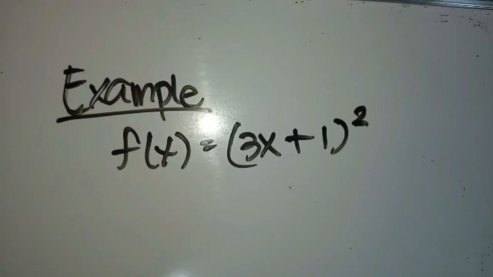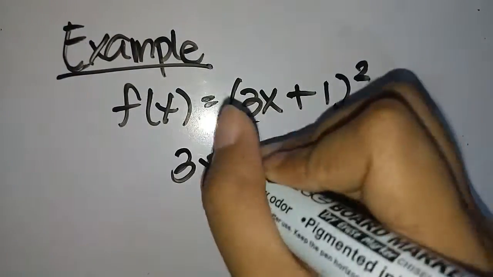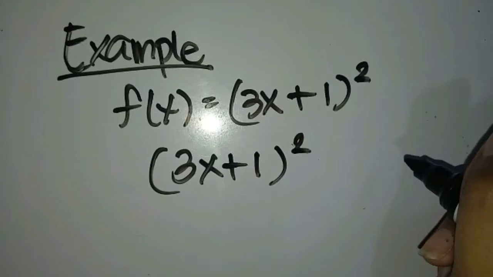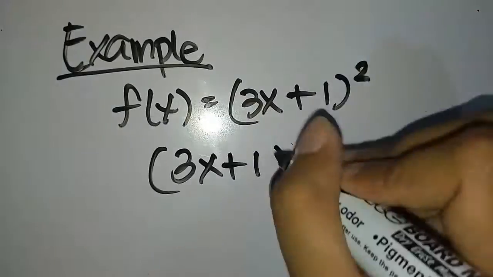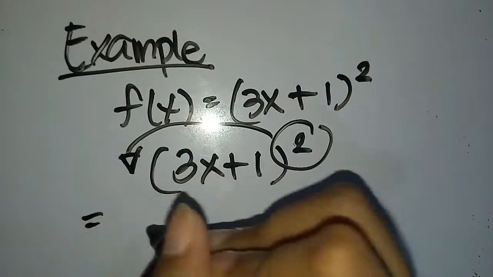First, differentiate the outer function, which is x squared. Keep 3x plus 1 in the equation and ignore it for now. Bring down the exponent 2 in front of the function and reduce the exponent itself by 1.